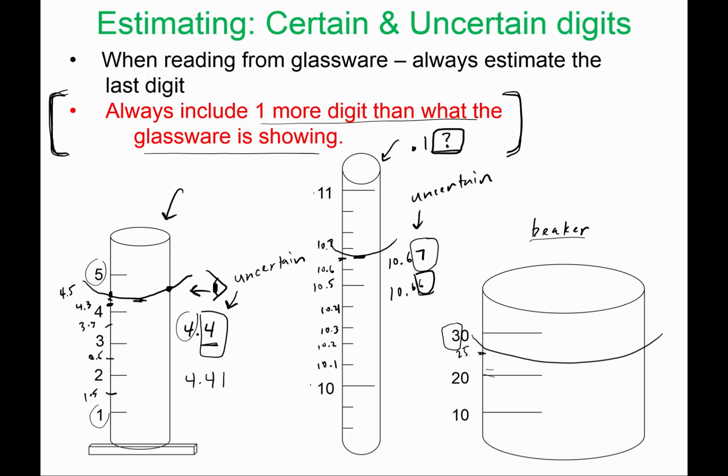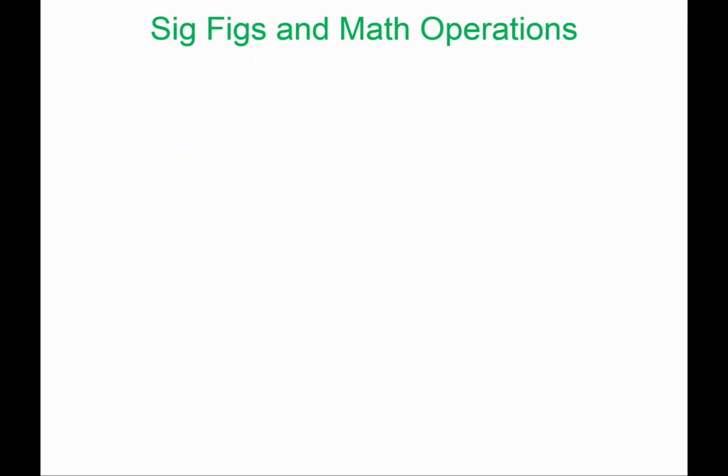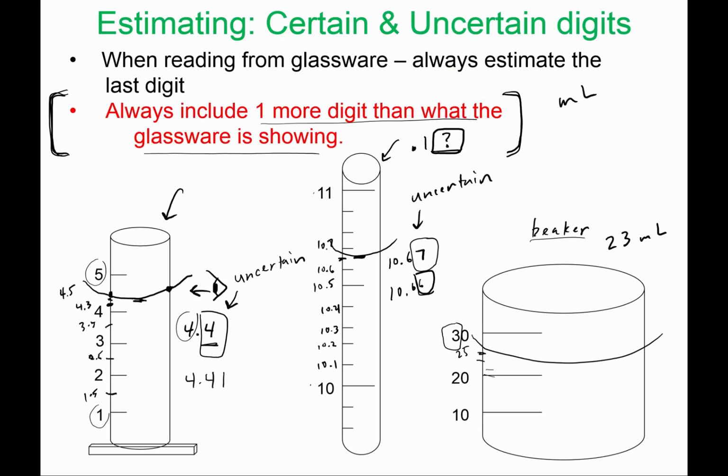So this would probably be like 20, I would say 23. It doesn't say what unit these are, but let's say they're all milliliters. So let's say this is 23. But we can't say 23.1, or anything like that. And then this number is our uncertain number.